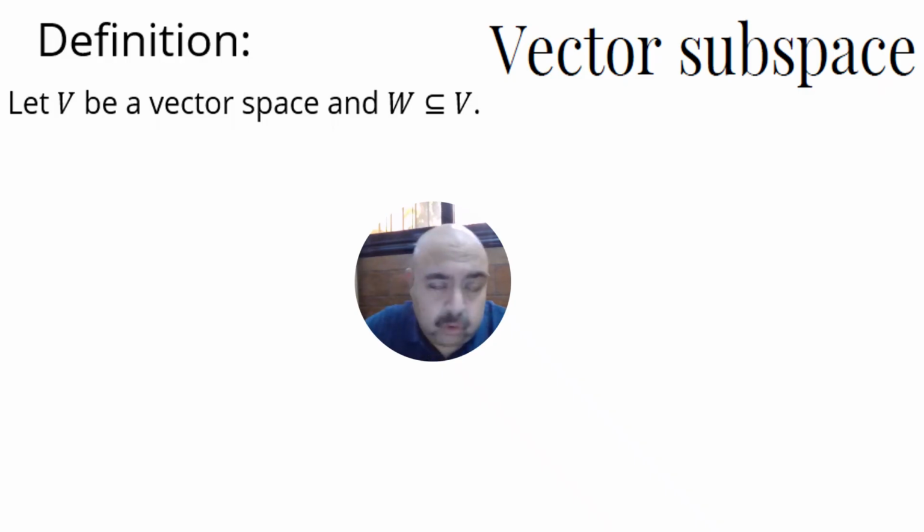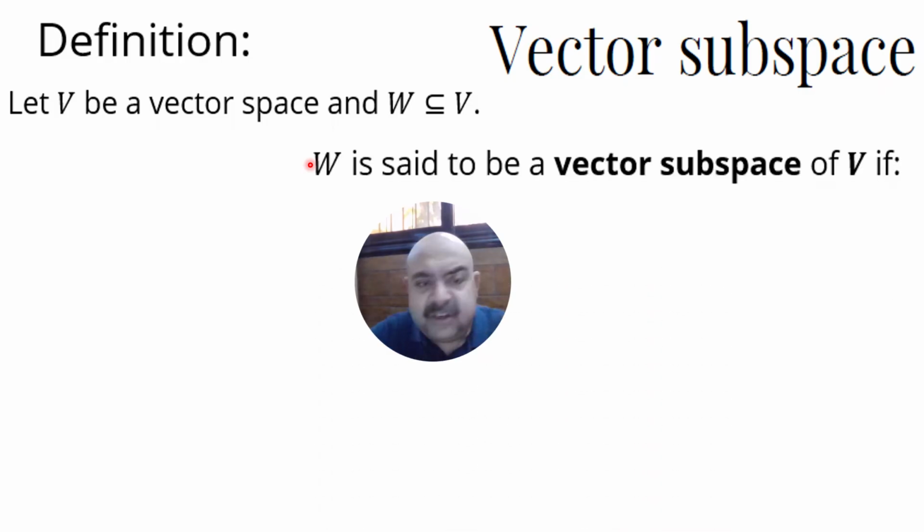The definition goes like this. Let V be a vector space. So it's a huge set. And inside this huge set, there is a smaller set, which is W. Under what conditions can we say W is a subspace of V? Okay, it's really very simple.